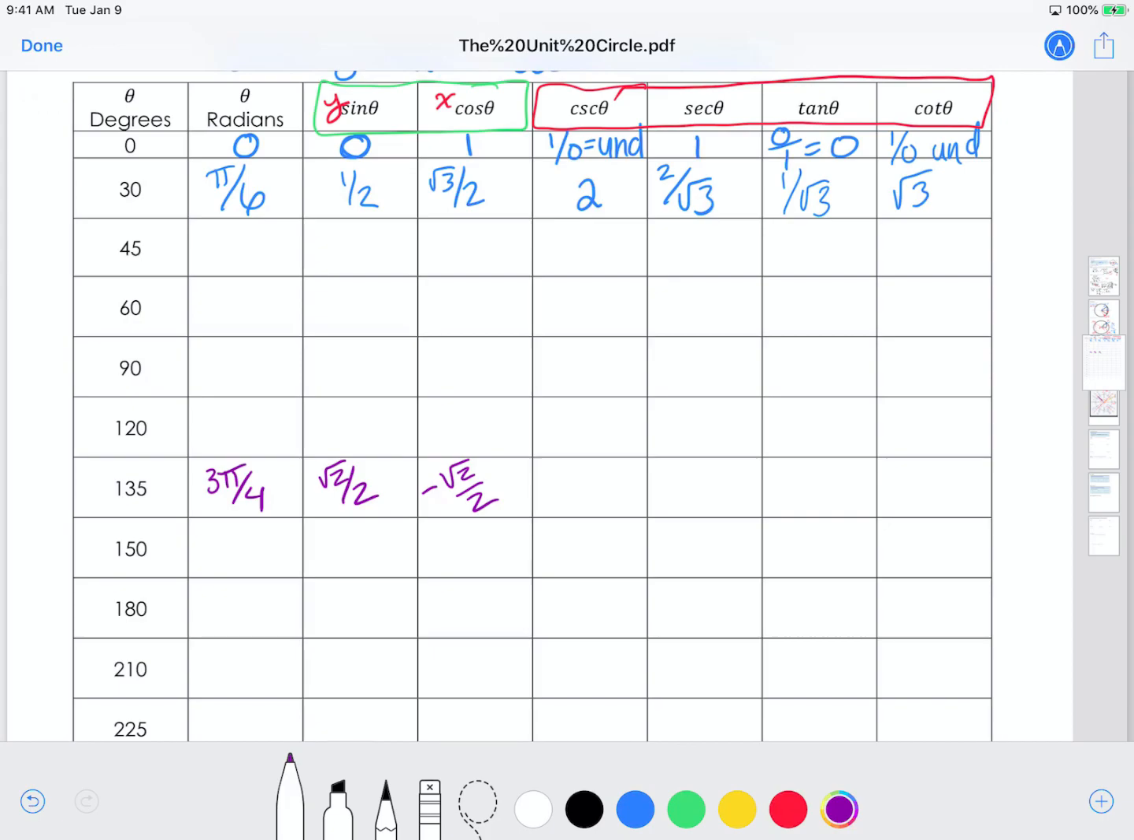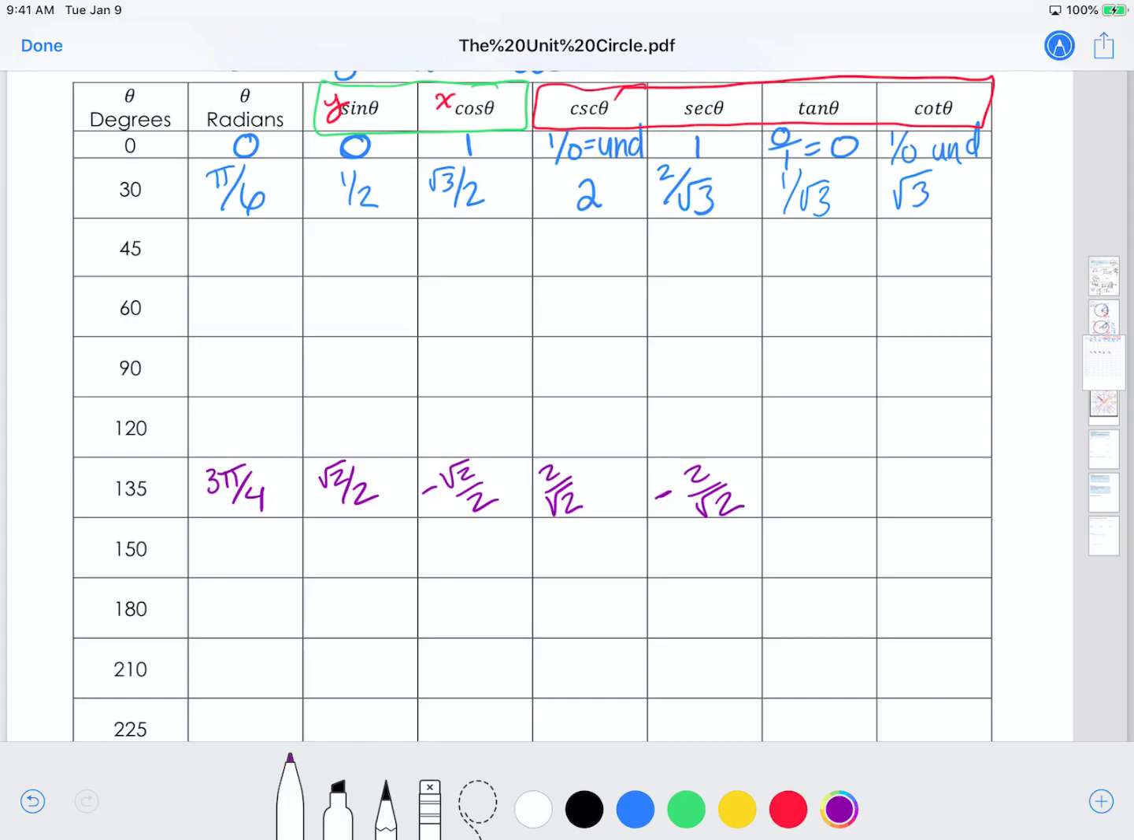Now, cosecant is the reciprocal of sine. So I would just flip this upside down. So I take the value of sine, which is the square root of 2 over 2, and I flip it upside down. Secant is the reciprocal of cosine, so that's going to be negative 2 over the square root of 2. When you reciprocate something, the sign stays the same. So if it's negative and you take the reciprocal, it should still be negative.